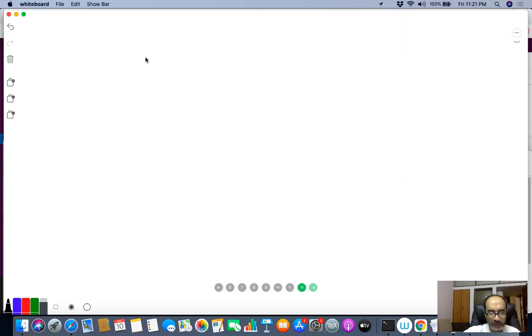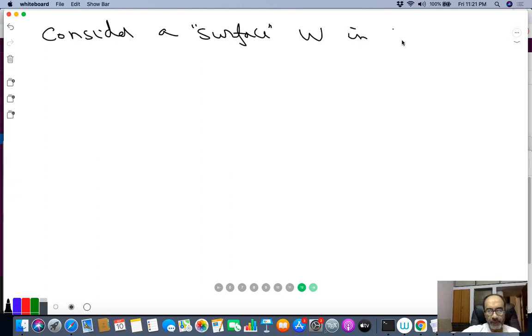We'll be working throughout on the t=0 slice. So now we consider a surface. Well, surface means generalized surface, right? In AdS3, it's just a line W in the bulk.